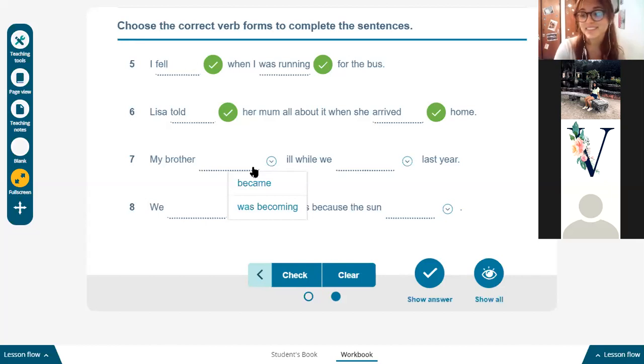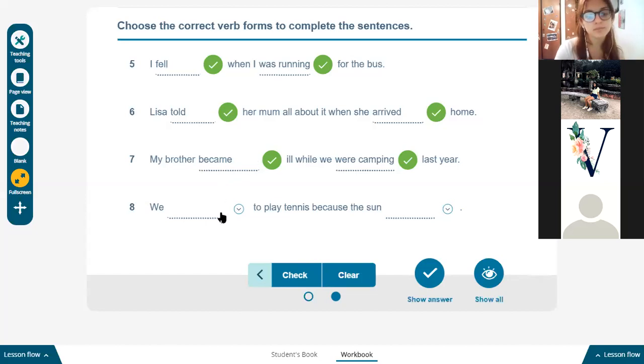Valen. Yes. My brother became ill while we were camping last year. Good. My brother became ill while we were camping. Okay, here we have while, so we know that we need a past continuous. And here, this one is another one. You become ill. It's not like a process. It's you get ill. Very good.